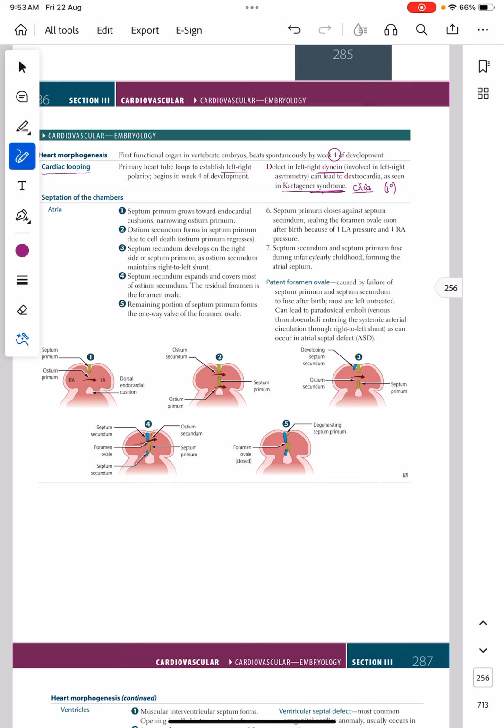Similarly, it also causes dextrocardia. We know that normally the heart is towards a little left of the midline, but when the cilia do not work properly, the heart is towards the right side.